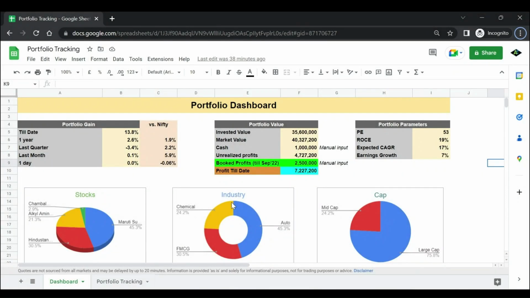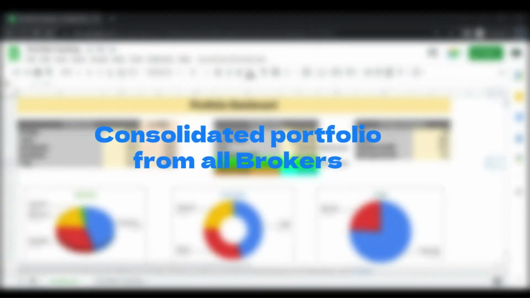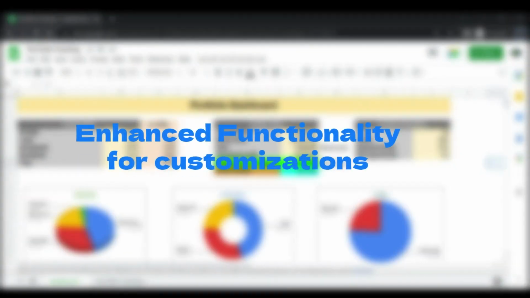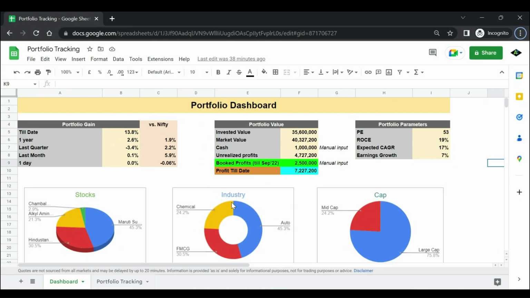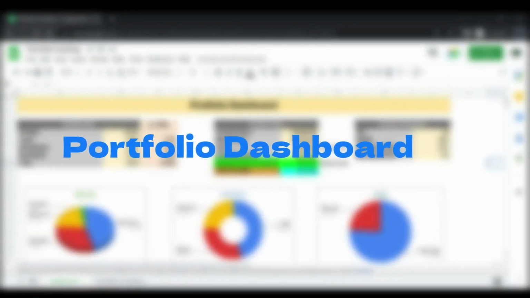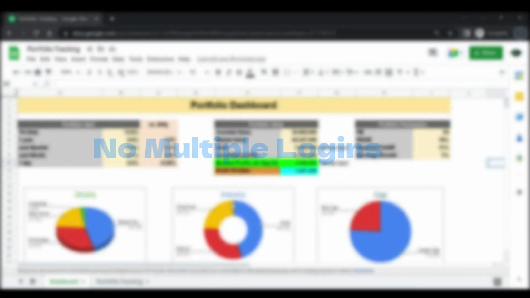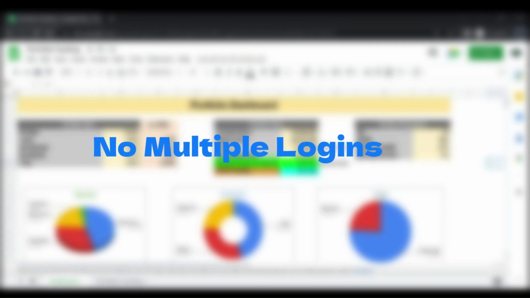Google Sheets provides multiple advantages. The first one being you can track your portfolio from multiple brokers in a single sheet. It also gives enhanced functionality with multiple customizations built in. You can build a customized portfolio dashboard as well, as you can see on the screen. There wouldn't be any painful login requirements to multiple brokers and websites. So without further ado, let's dive in.